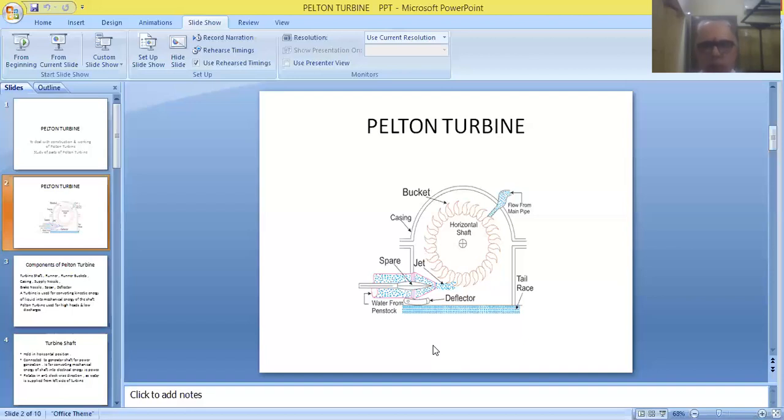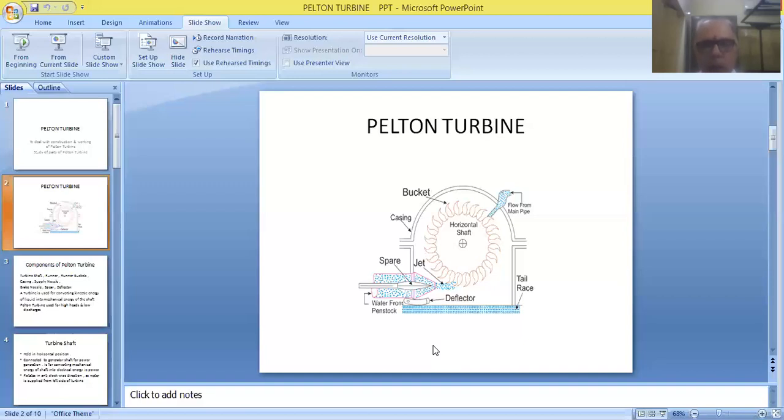This casing, as I've already told you, is put around the periphery of the runner. It will be receiving the quantity of water that is coming out of the runner, and finally it will be discharging the same quantity of water onto the tail race. So this is the main function of this casing, generally called a turbine casing.